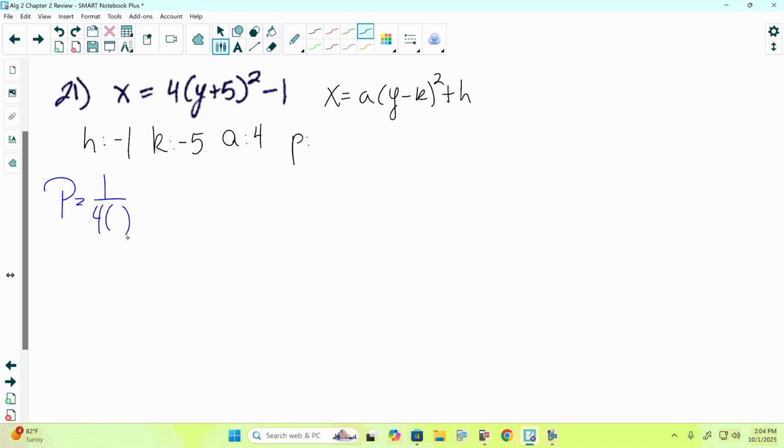Now the only thing we're missing is the value of p. P is equal to 1 over 4a, so we'd have 1 over 4 times 4. And 1 over 4 times 4 is 1/16.